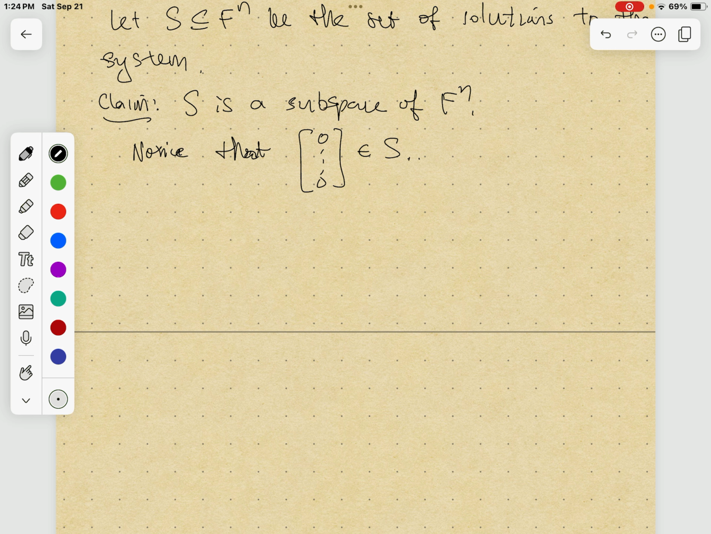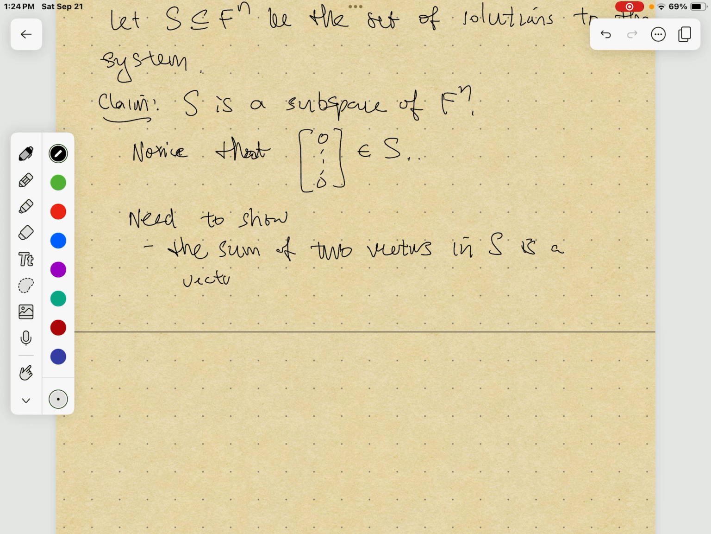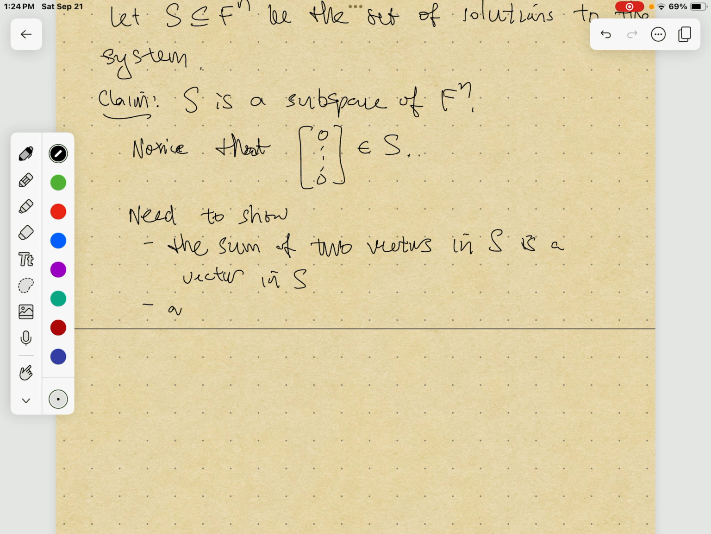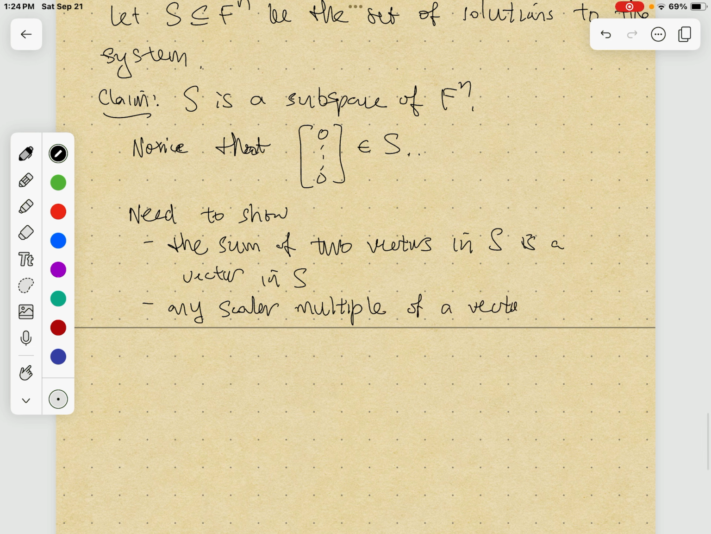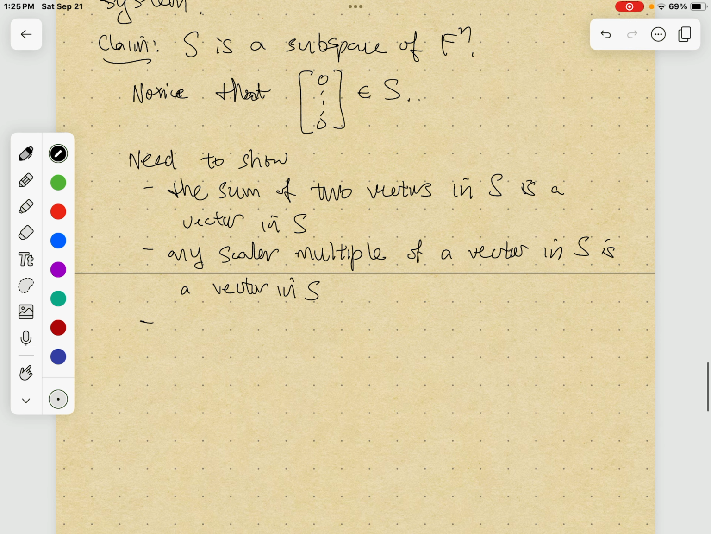And what else do we need to show? We need to show that the sum of two vectors in S is a vector in S. We also need to show that any scalar multiple of a vector in S is a vector in S. And we also need to show that each vector in S has an additive inverse in S. The in S part is really important.